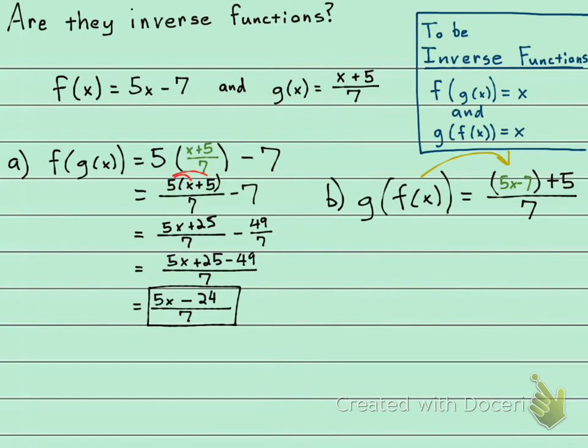Okay, let's go ahead and simplify this. So in the numerator, I have 5x minus 7 plus 5. Minus 7 plus 5 is going to give me 5x minus 2 over 7. Okay, and that's it. There's nothing else I can do here to simplify this. So this is the g of f of x.